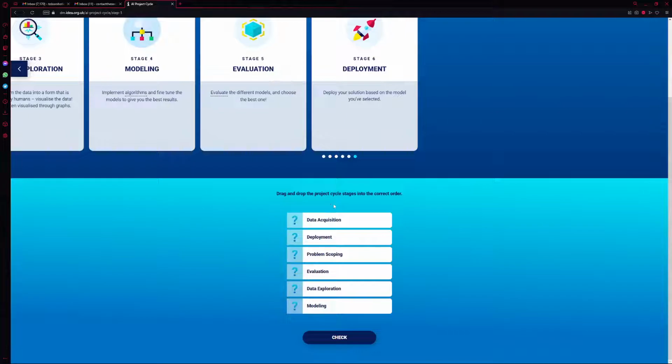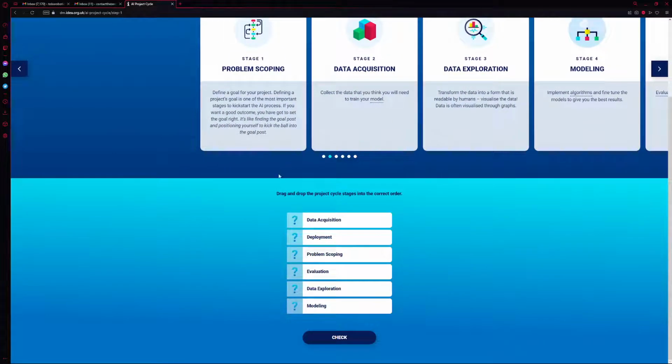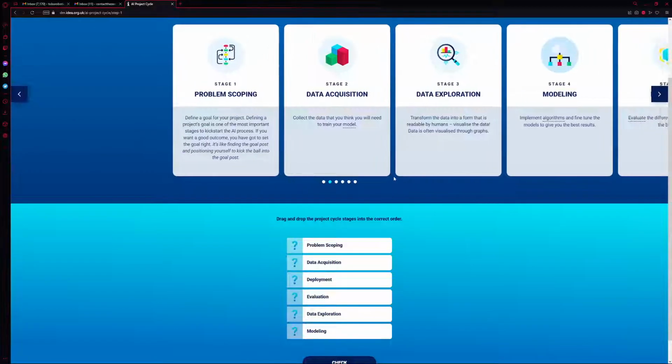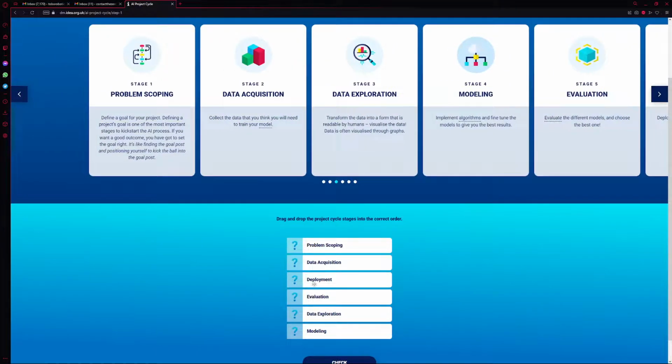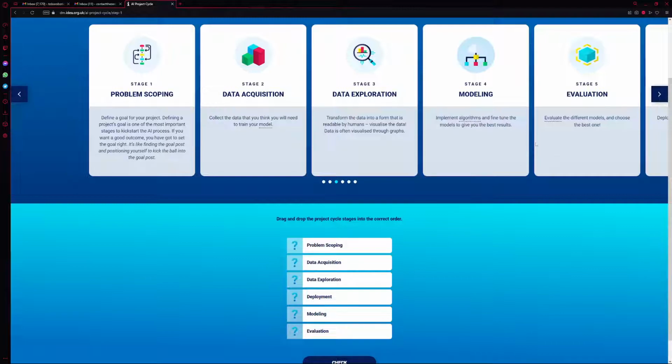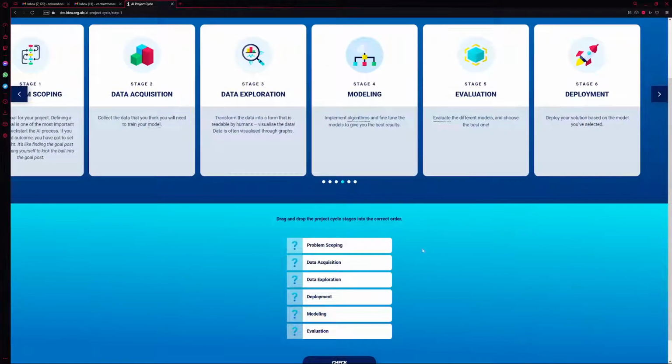Drag and drop the project cycle stages into the correct order. So we know that stage 1 is problem scoping. So we'll go ahead and do problem scoping up to the top. We know that stage 2 is data acquisition. So stage 2 will be data acquisition. Stage 3 will be data exploration. Stage 4 will be modeling. Stage 5 will be evaluation.